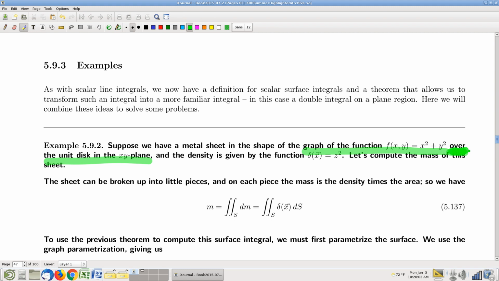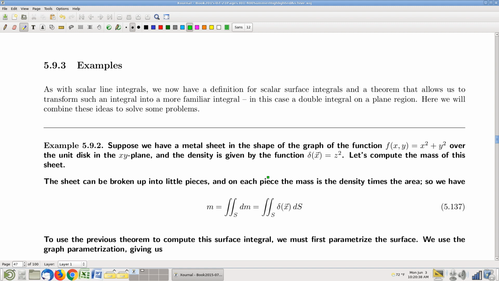So our surface is shaped like a bowl. Think about the graph of this function, how that sits over the unit disk. We're looking at this bowl. We want to compute the mass in that bowl, not in the bowl, but making up the bowl. And density, again, is not constant. So I can't just compute the area and multiply by some fixed constant density. The density varies pretty dramatically there.